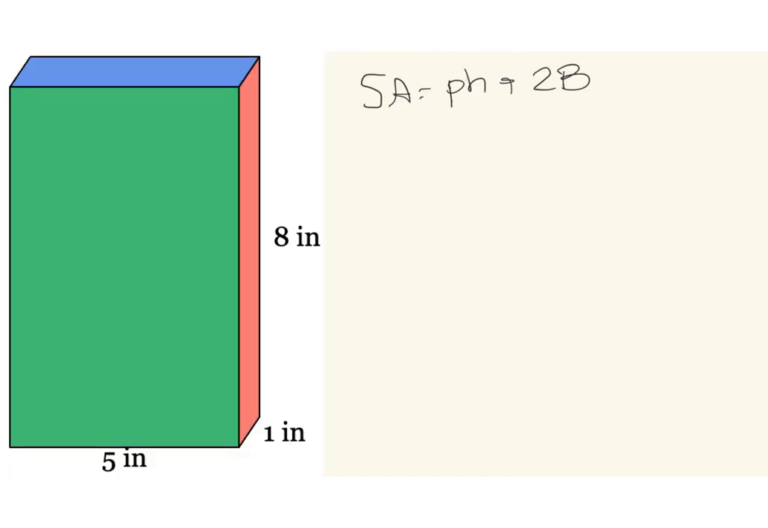All right, here's our first example. This is what it'll look like on Delta Math. So they'll give you this rectangular prism. You're going to find the surface area using that formula we just talked about on the previous slide.